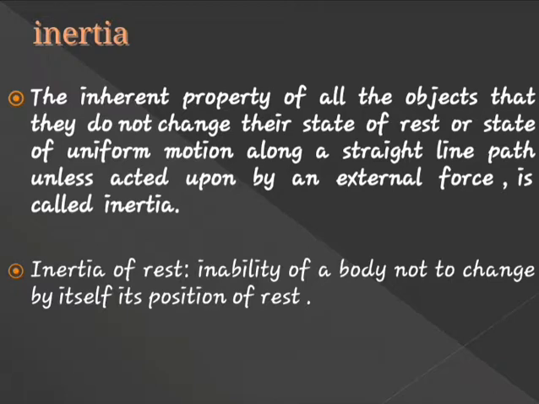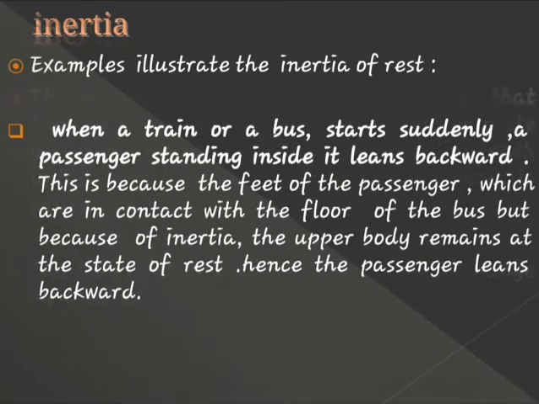Now, let's talk about inertia of rest. The inability of a body to change by itself its position of rest. Let me illustrate the inertia of rest with some examples. When a train or a bus starts suddenly, a passenger standing inside it leans backward. This is because the feet of the passenger are in contact with the floor of the bus, but because of inertia, the upper body remains at the state of rest. Hence, the passenger leans backward.